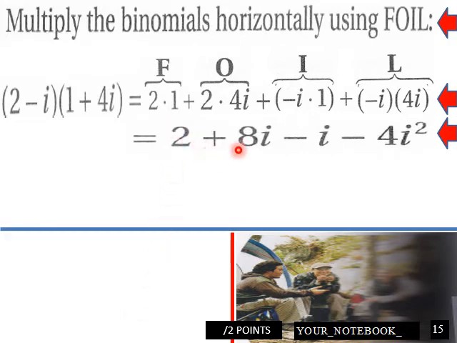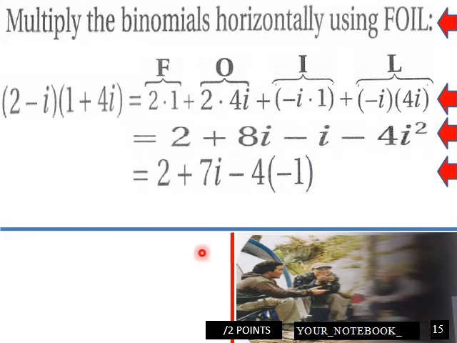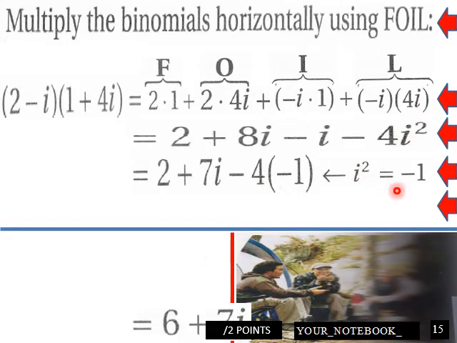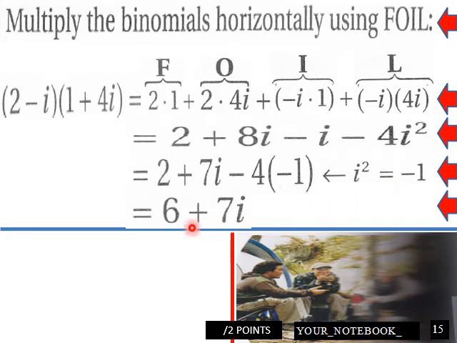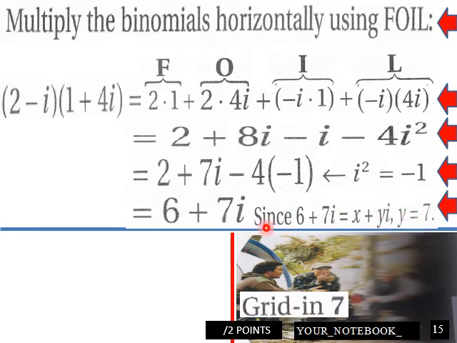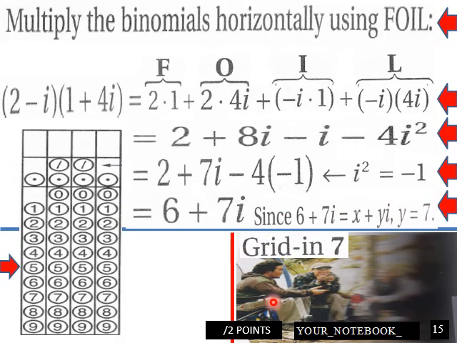Then this equals 2 plus 8i minus 4i squared. 2 plus 7i minus 4 times negative 1, which is i squared, which equals negative 1. So 6 plus 7i, since 6 plus 7i equals x plus yi, y equals 7 in that case. Grid in 7 here, which will be down here. This will be your grid-in there.